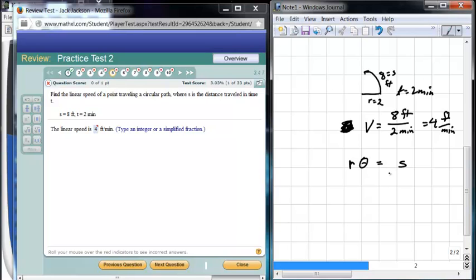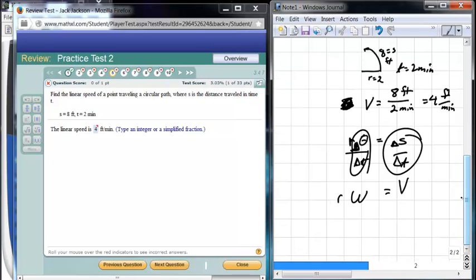Okay? So if we fix the radius r, the change in the angle times r is the change in the arc length. Divide that by the change in time. This is our velocity, our linear velocity, or linear speed. This is our angular velocity, omega. So r times omega equals v.